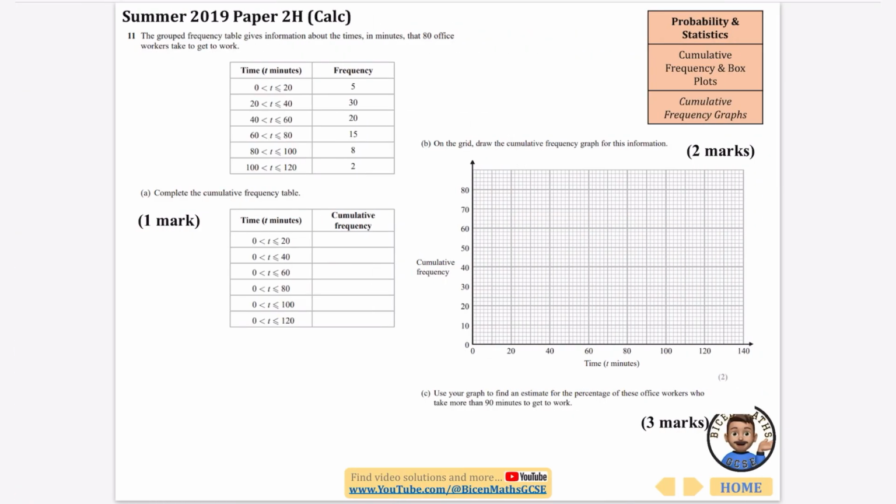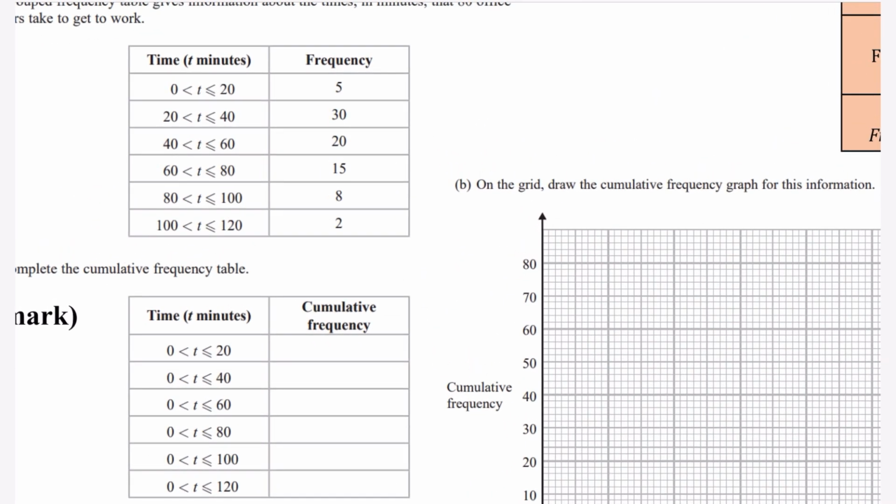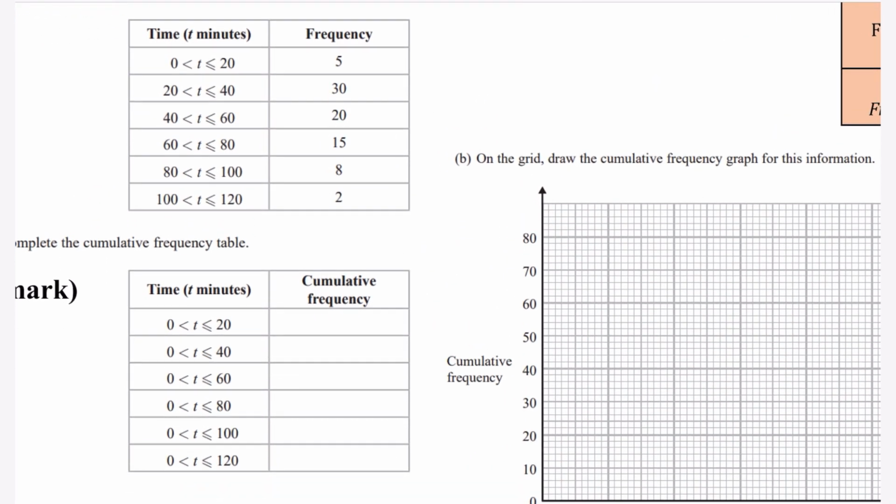Okay, the grouped frequency table gives information about the times in minutes that 80 office workers take to get to work. Complete the cumulative frequency table. And then we're going to draw the cumulative frequency graph here, and then we're going to do some kind of estimate later on. So I'll zoom in for this part that we've got here. Now, to find the cumulative frequencies, you literally just keep adding on the previous frequency.